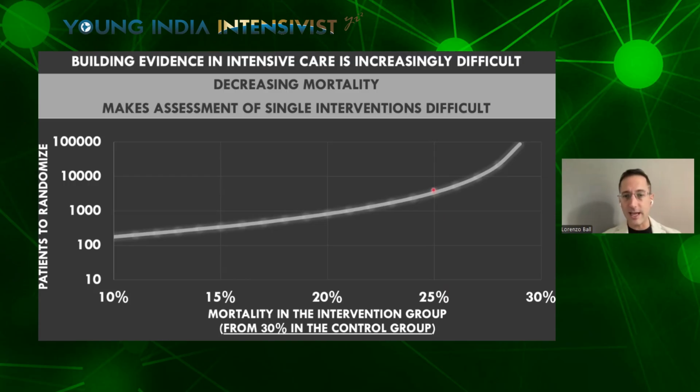But in this case, I already have to randomize 5,000 patients, even more if I want to show smaller differences between groups. And building larger trials is time consuming, it costs a lot of money, and it's very difficult to apply in the field of intensive care medicine because we have very heterogeneous populations.